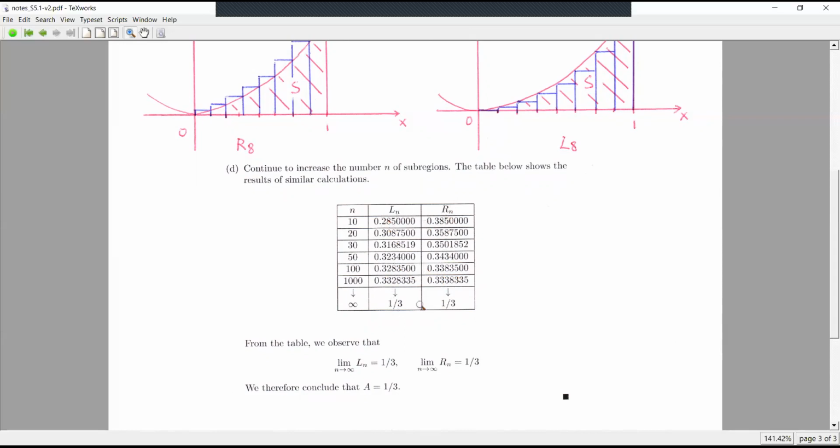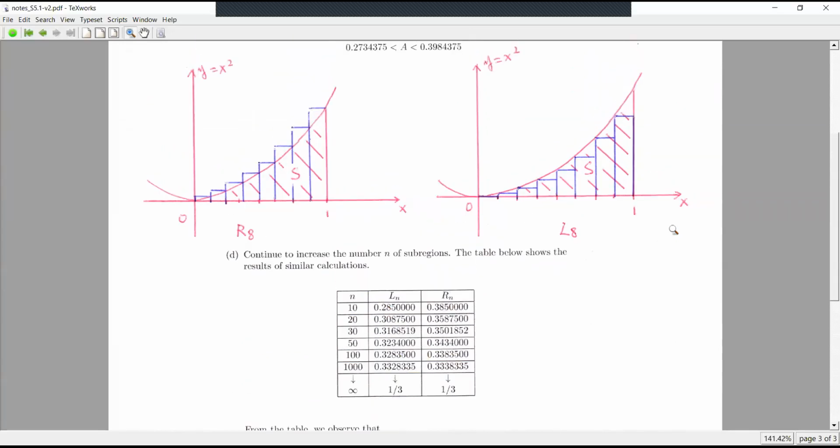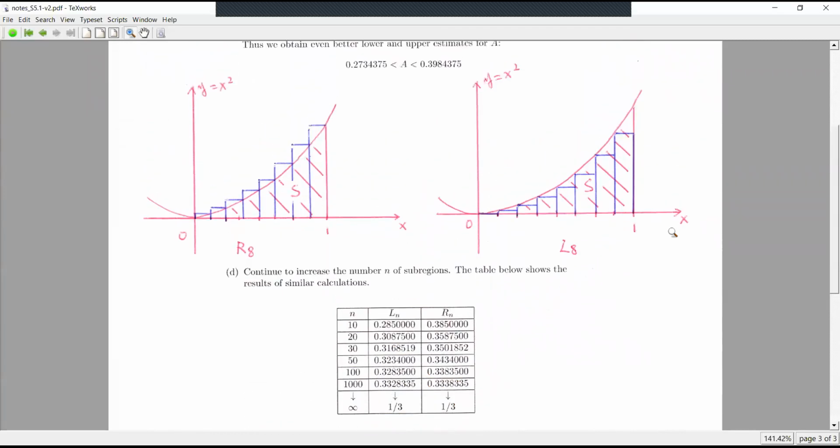So the lower bound increases to 1/3, the upper bound decreases to 1/3, and A lies between Ln and Rn. Then what is A? A is 1/3. So the region between this parabola and the x-axis, and between 0 and 1, the area of this region is 1/3. No more, no less, exactly 1/3.